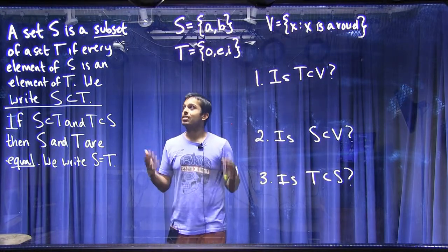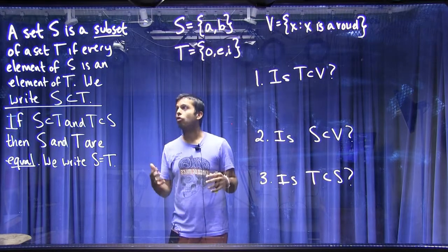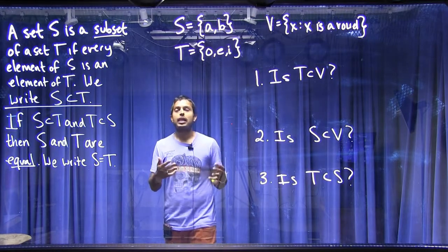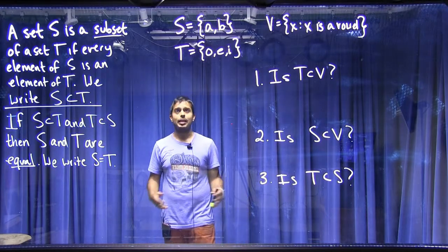A set S is a subset of another set T if every element of S is also an element of T, and if that's the case, we write it using this notation here. So let's look at a couple of examples.